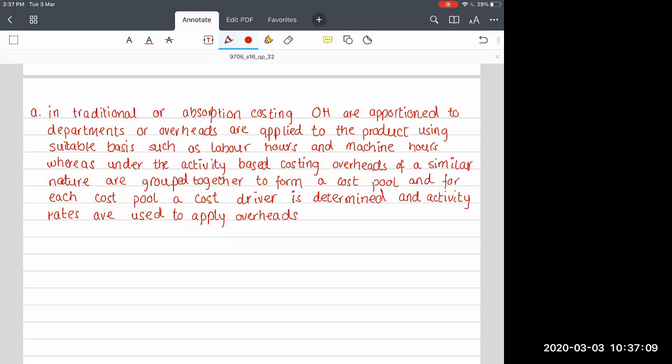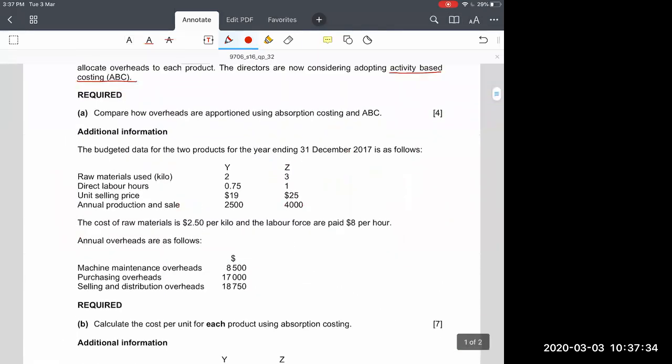Now, this is the brief answer containing two differences, right? First, in traditional costing, we have to state that overheads are apportioned on the basis of direct labor hours and applied to the product, whereas in activity-based costing, overheads of a similar nature are grouped together to form a cost pool, and for each cost pool, a cost driver is determined to charge overheads on the basis of activity rates. Now, moving on.